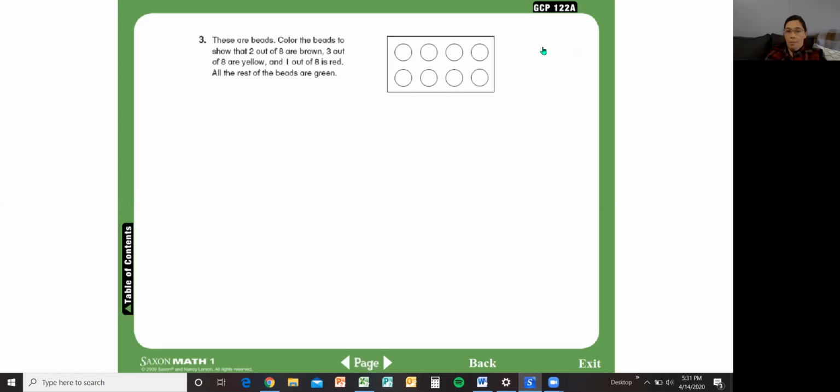Okay, you're going to need some colors here to do the next section. The story is talking about beads, so we're going to pretend like those are beads. We need the color brown, we need color yellow, red, and green. So you're going to want to take a minute to make sure you have all of those colors, because when I get started, I'm going to go fast. Okay, so if you need to pause the video to get brown, yellow, red, and green.